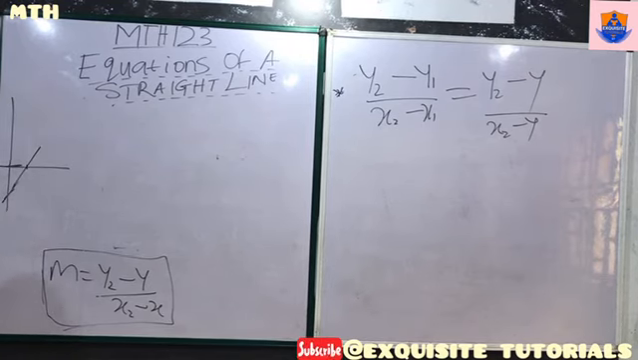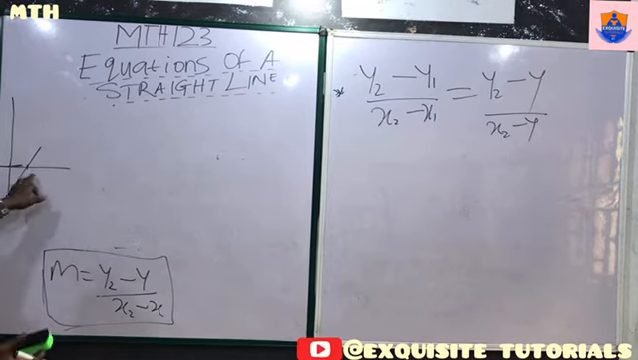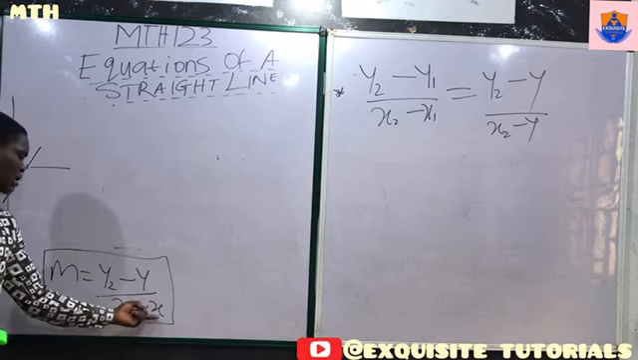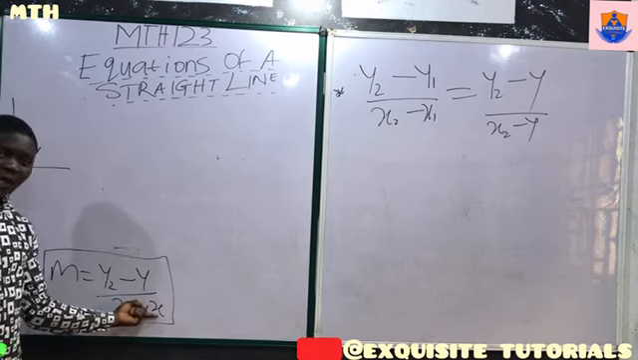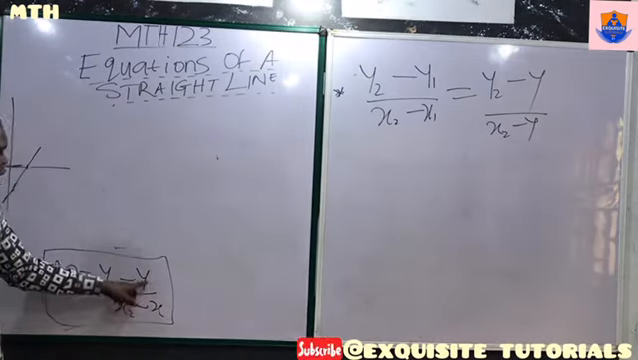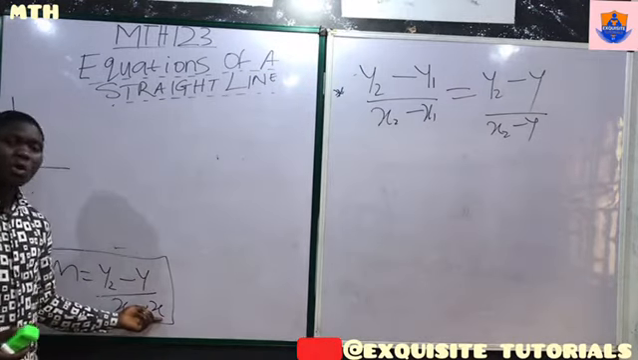Now the peculiar thing about intercept is that at the intercept on the x axis, the value of y is 0, and at the intercept on the y axis, the value of x is 0. Now if x is 0, we will get the intercept of y, and if y is 0, we'll get the intercept of x.